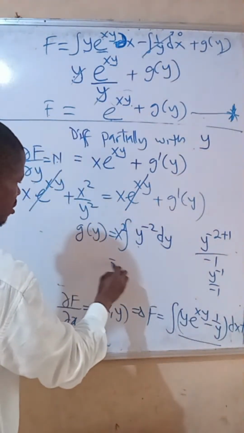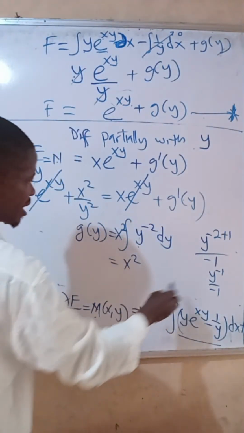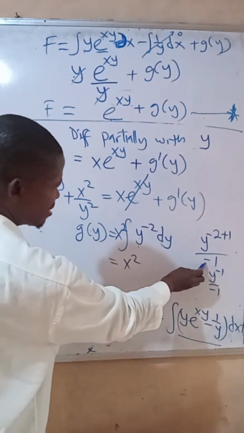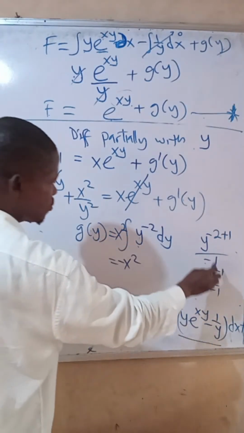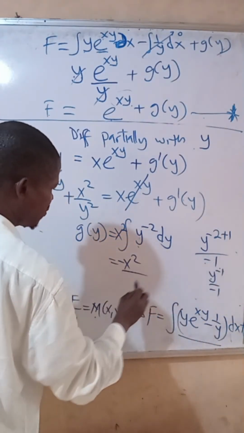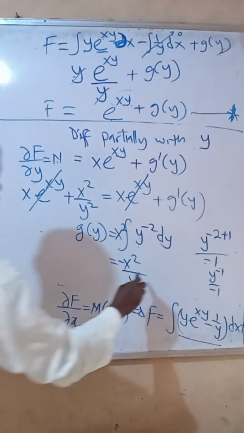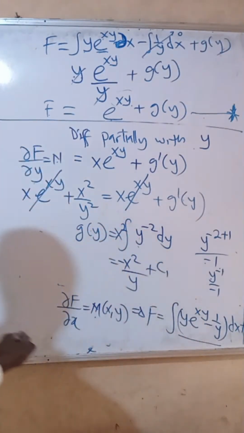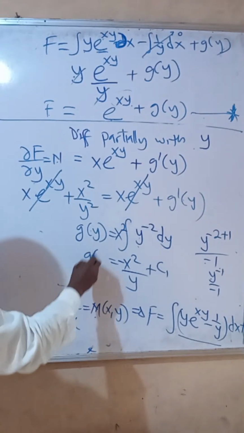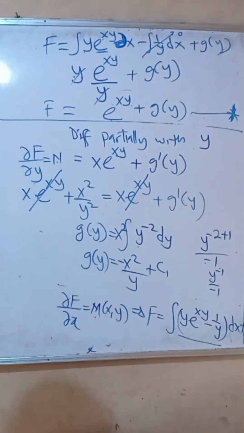So that's equal to x squared, and don't forget the minus that is here. So we have y to power minus 1, that is, it goes down. And then plus c1. So that's what we have for g of y for that particular question.